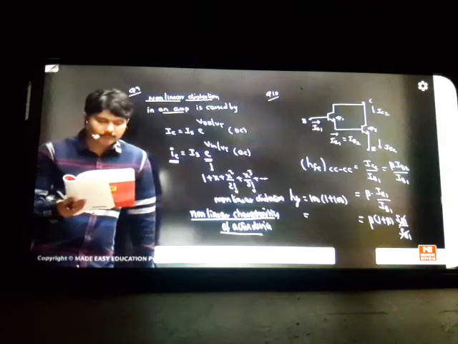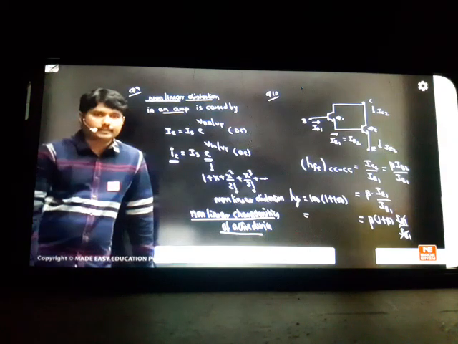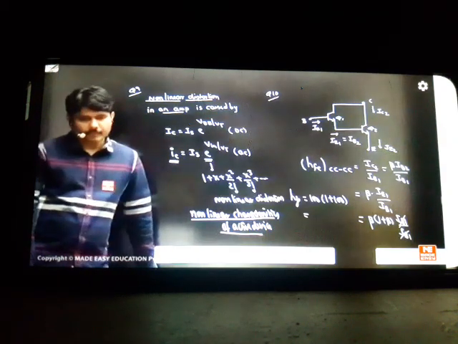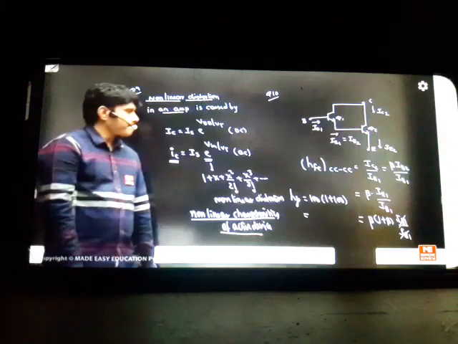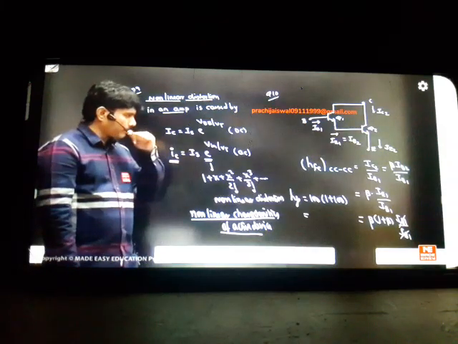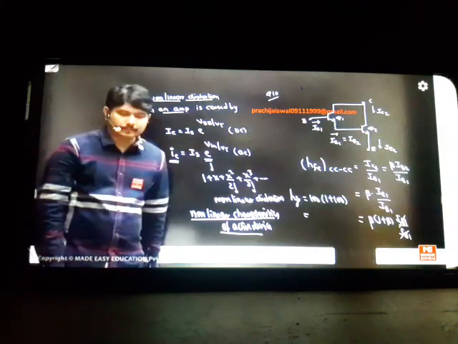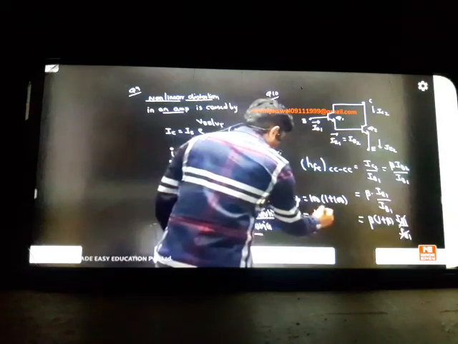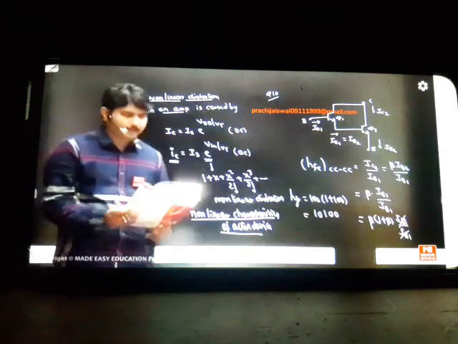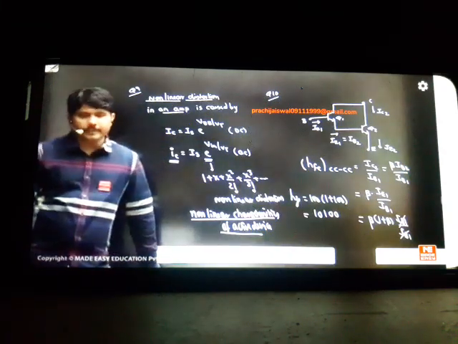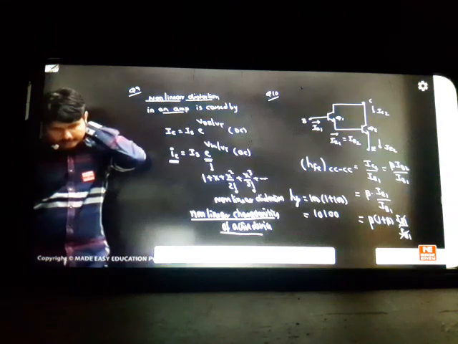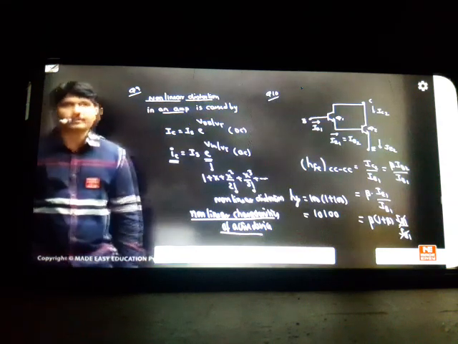Some students will get 10200, one person will get 10100. Which is the correct answer, you can check it. Somebody has given 10200. This becomes 1 plus 100 is 101, so it will become 101 into 100. So I think your answer will come as 10100. So option C will be the correct answer. Okay? It's a very simple question. He is asking the beta of the composite circuit. 10100 is the answer for it.